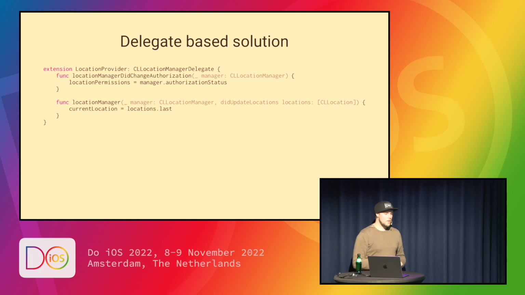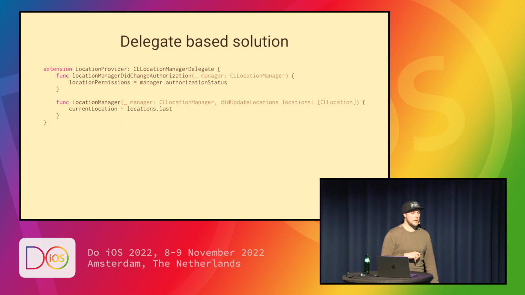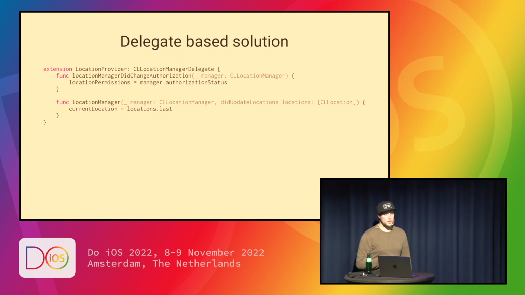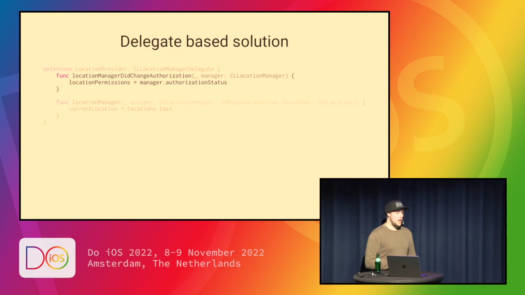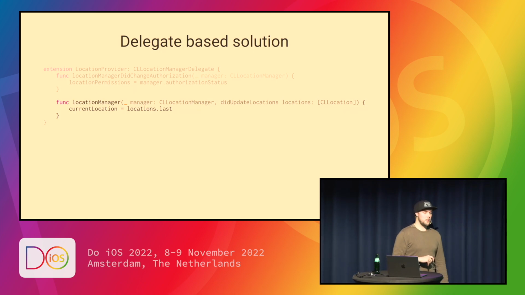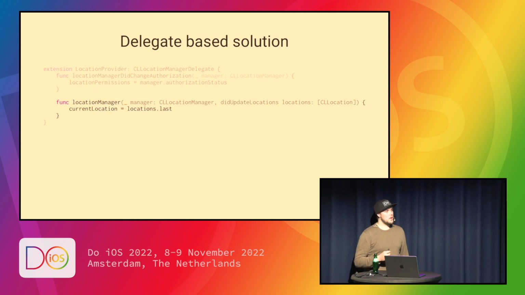The actual delegate methods look a little bit like this. Whenever the authorization status changes, we simply say, oh, our current location permissions equals the new authorization status. That will trigger a didSet, which will call the closure that we had. Very convenient. And we have the same thing whenever the location manager gives us a new current location. Actually, kind of simple, kind of straightforward, not that much code needed.